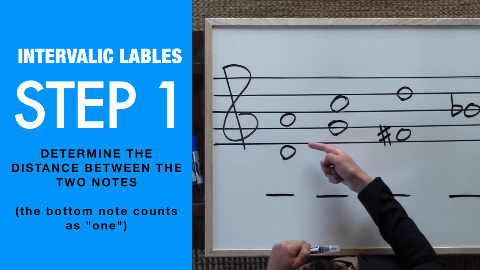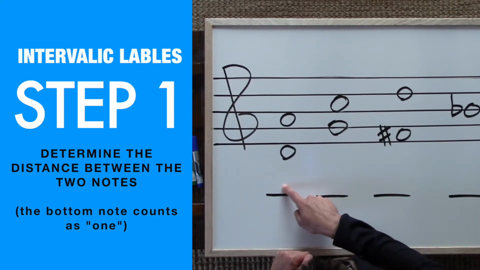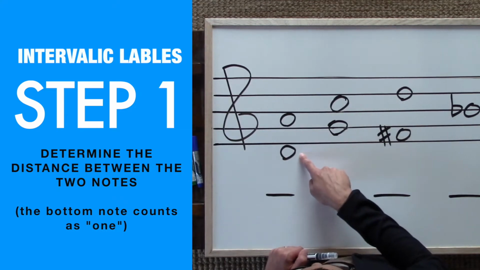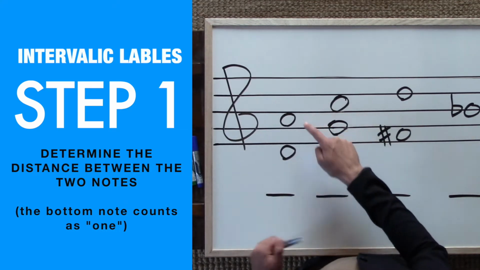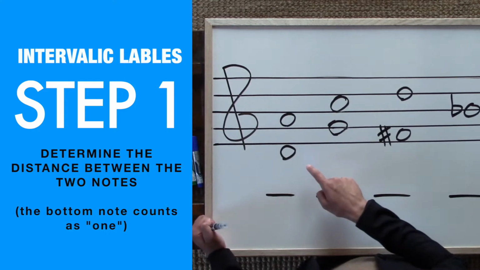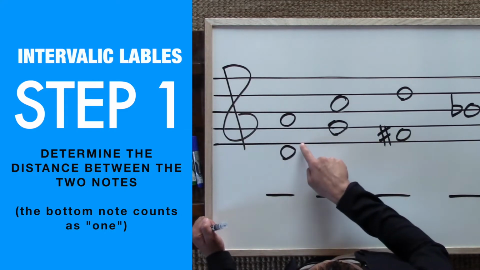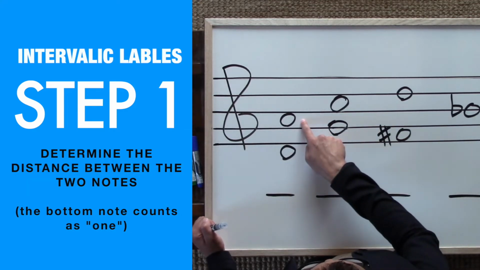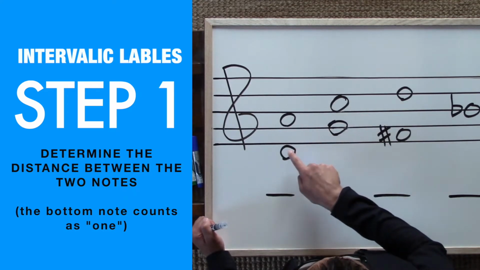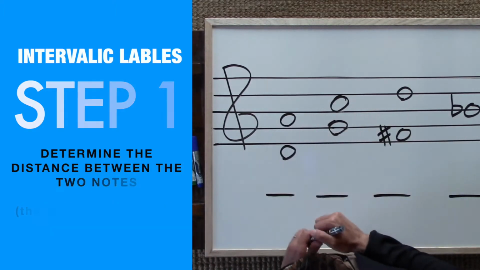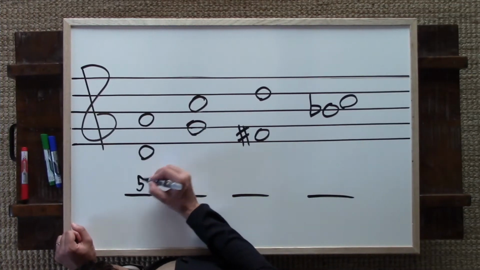So we'll start over here, and we're going to write the intervallic label on this blank space. Let's count the distance between this D and this A in the treble clef. Now it's important to remember when you are counting, you start with D as number 1, okay? So D, and then line, space, and whatever number we end up with, that's the distance. So D is number 1, 1, 2, 3, 4, 5. And this interval is a fifth.